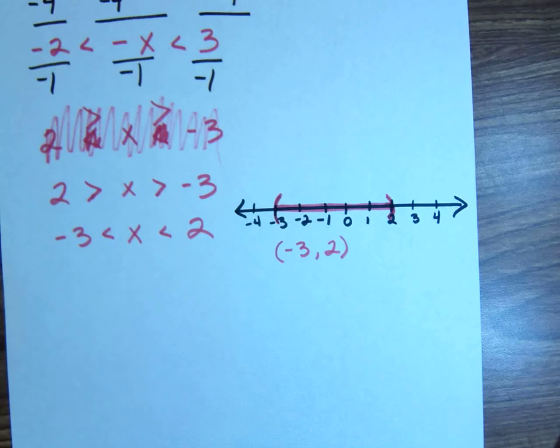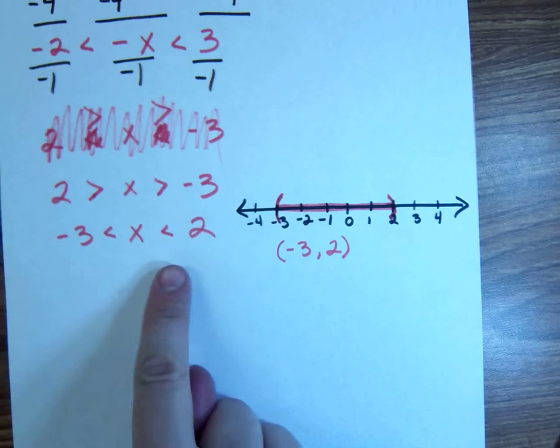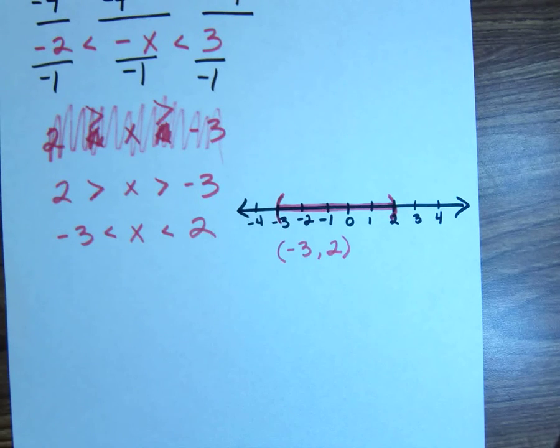So should there be a bracket on the 2? No, because there's no equal to lines. The brackets are when it's equal to.